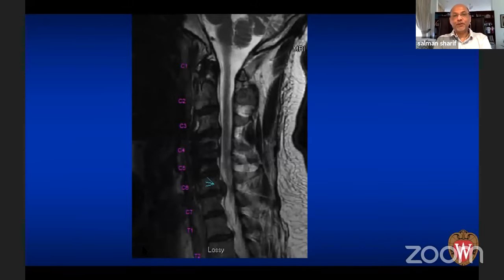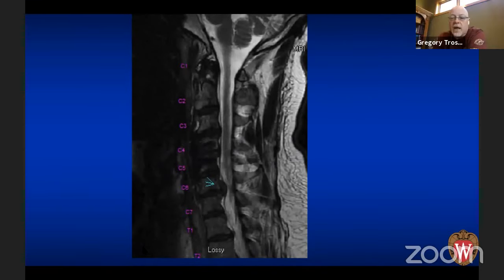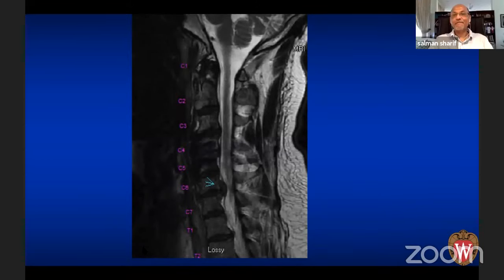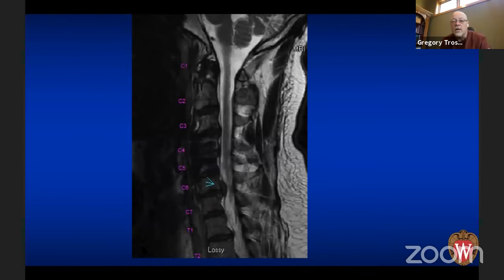So you've got a fusion there, and now you've developed adjacent segment disease. Not immediately adjacent. So he's at a 4-5 ACDF, and this is at 6-7. Okay. Is there an osteophyte there? No, it's all soft disc herniation.